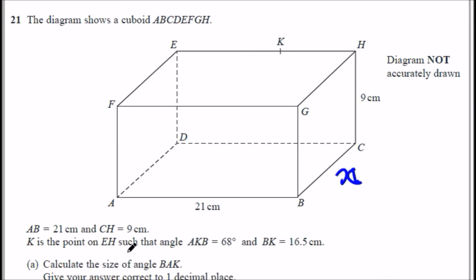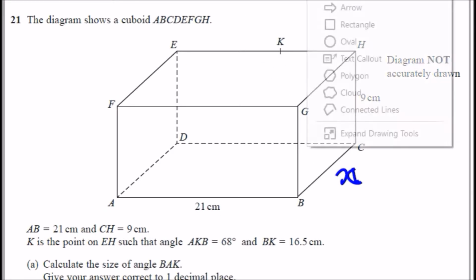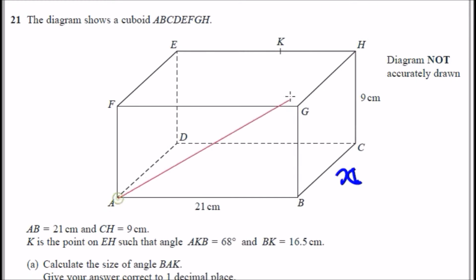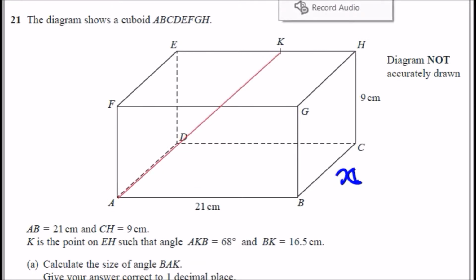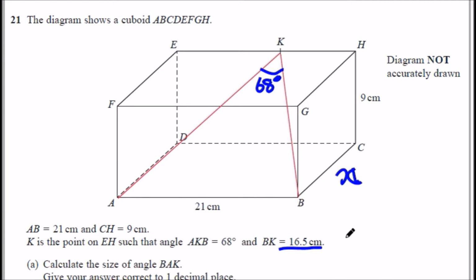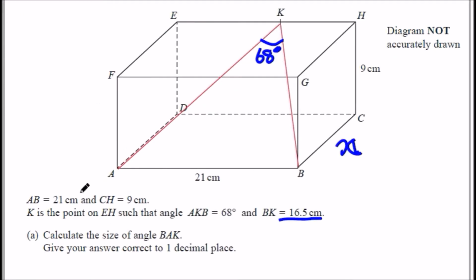K is the point on EH such that the angle AKB is 68 degrees. So AKB is 68 degrees and the length BK is 16.5. Let's go ahead and pop that in right now. If we go from A to K, and then another line from B to K, we've got an angle here of 68 degrees, and a length of BK, which is 16.5. Let's try and keep that in mind.